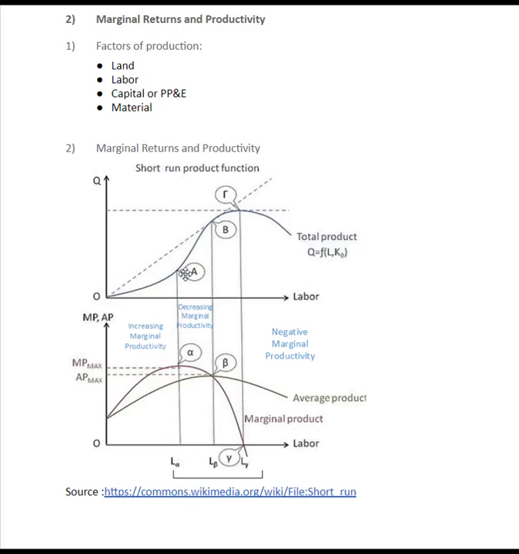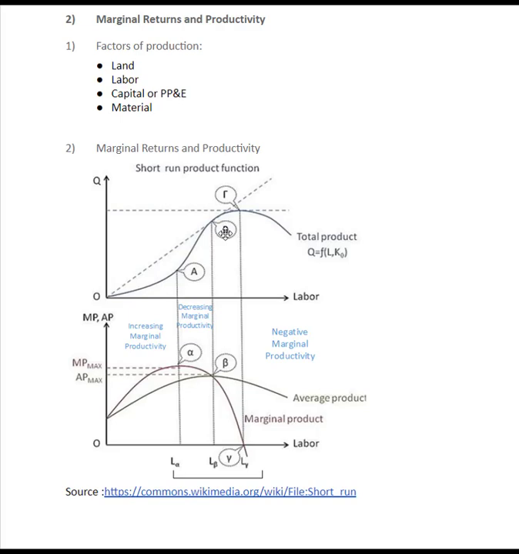When we start adding more labor beyond this point, we see decreasing marginal productivity, and it goes all the way to labor beta, or point B, at a diminishing rate. After we add one more labor, our output goes from 7 to 10. Earlier it increased by 4, but now it increased by only 3 units. So it reached 10.